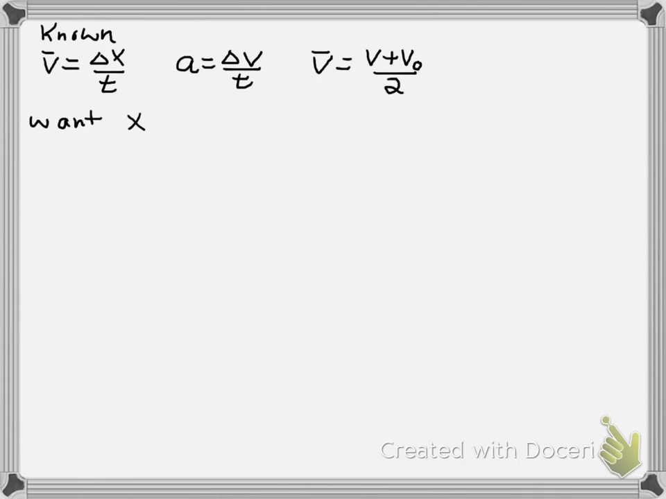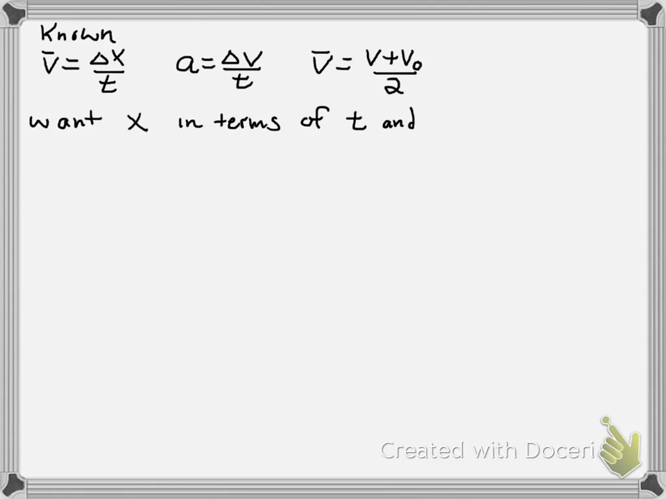Alright, so we're going to derive the formula for position of an object with a given acceleration in a given amount of time. In order to do that, we need to start with a few givens. The givens that we have are the average velocity equation, which is the displacement divided by time, and the definition of acceleration, which is the change in velocity divided by time.